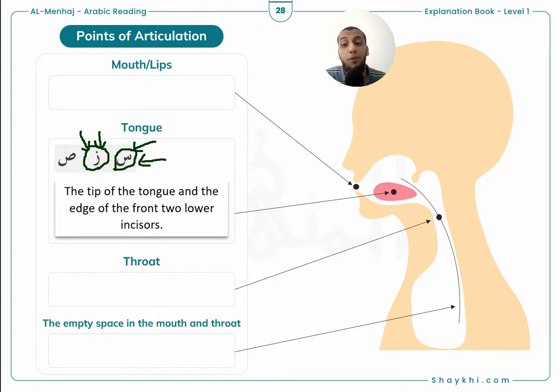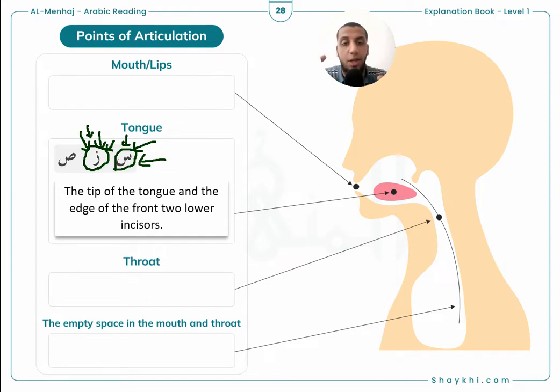And it's also called, as we said before, al-jahr and al-hams. When there is no vibration of the vocal cords, we attribute this quality, al-hams, to the letter Sin. But al-jahr is the quality that we attribute to the letter when we vibrate our vocal cords. So we can attribute the quality of al-jahr to letter Zay.